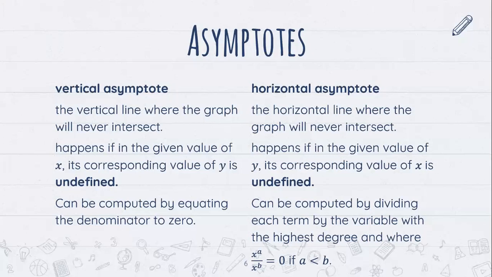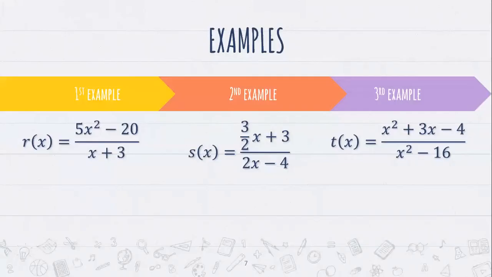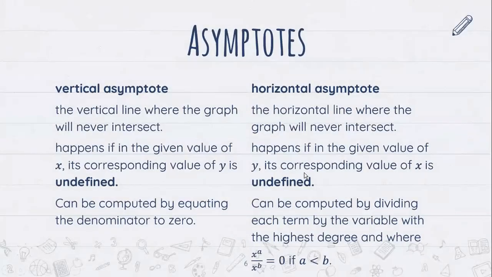Possible ba yun, sir? Possible yon. Okay? Kailan siya nako-compute? Tandaan nyo class, ito yung pinakamahirap na part kasi it's more on limits or calculus side na siya. So, can be computed by dividing each term by the variable with the highest degree and where x raised to a over x raised to b is equal to 0 if a is less than b. Sir, ano na naman yan? Kaya nga, i-check natin later kung paano siya gagawin. Okay?